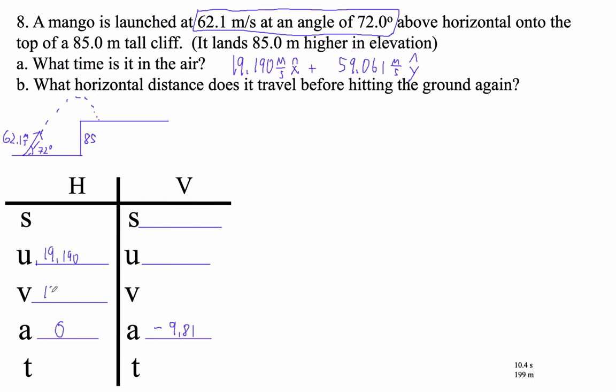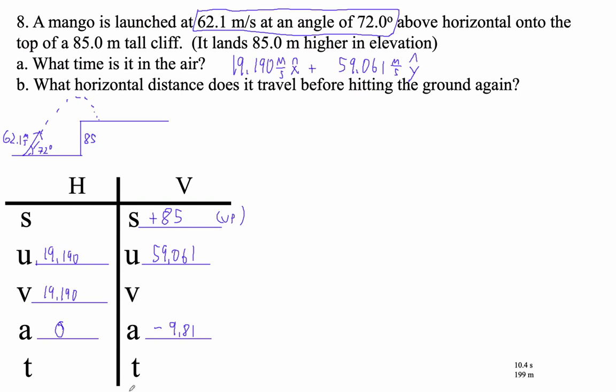And that's because, of course, you can't change the velocity if the acceleration is 0, right? It's not speeding up, it's not slowing down horizontally. Vertically, though, it does. So 59.061. And then this displacement is, it's onto the top, so it's up 85. Right, so it's up. Okay, all right. I think you just kind of always do these the same way.